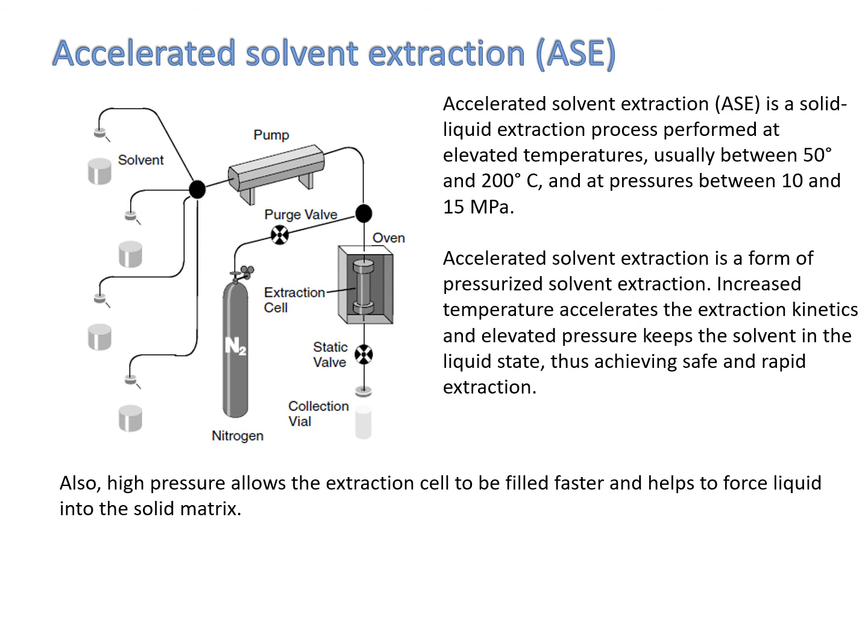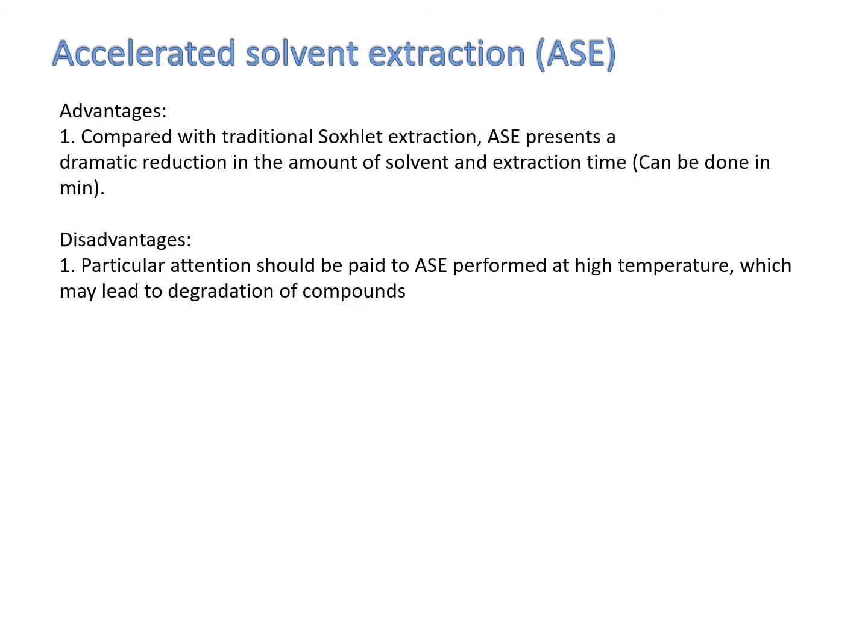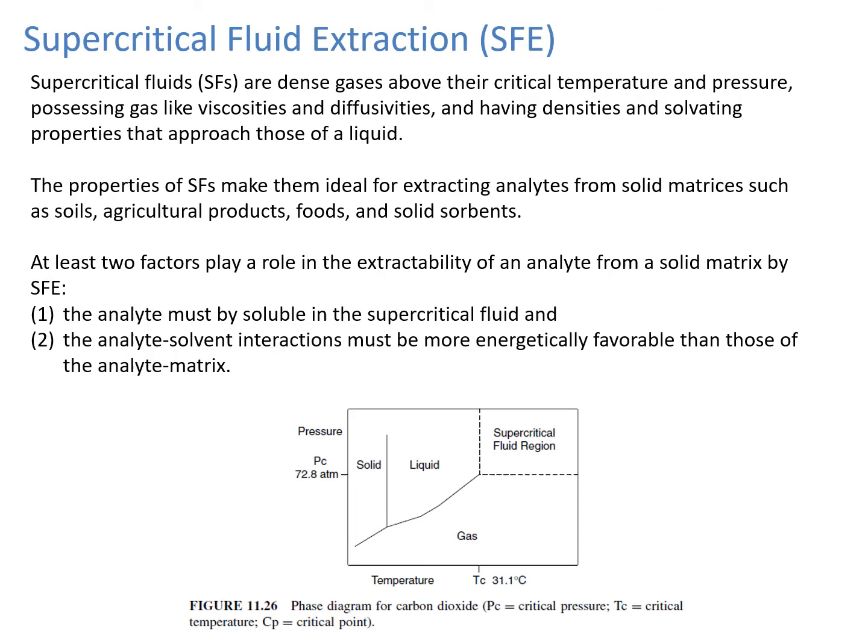The high pressure also allows the extraction cell to be filled faster and helps to force the liquid into the solid matrix, class. The advantage of this method compared to the Soxhlet extraction is that ASE can present a dramatic reduction in the amount of solvent, and extraction can be done in minutes. The disadvantage is that particular attention should be paid, as ASE is performed at high temperature, which may lead to degradation of the compound. So these are the disadvantages of this method.